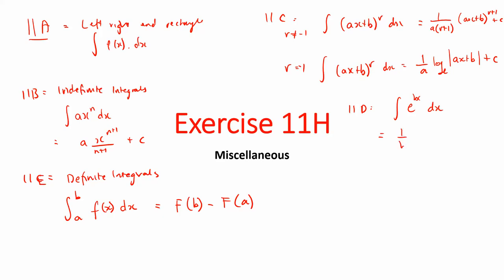That is correct. 1 and k. Yep, that's it. Because we know the derivative of exponential is itself, so the antiderivative has to be itself as well. The only difference is when you find the derivative, you bring the k down and it goes times. So now, instead of timesing, dividing the k.